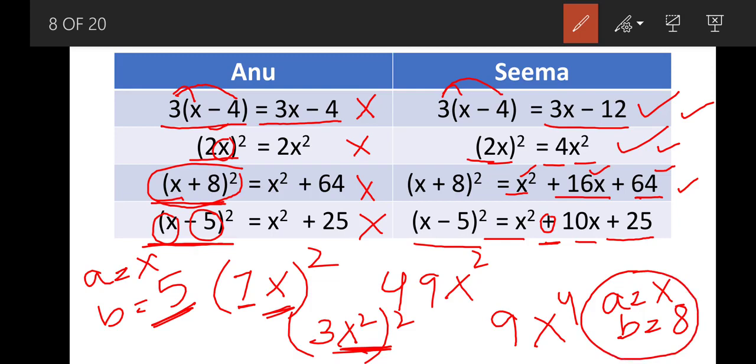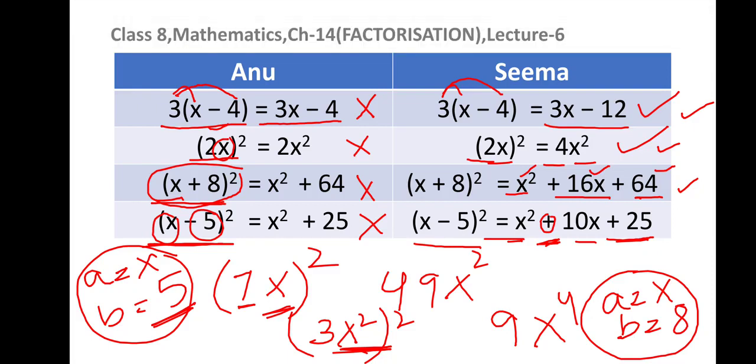And in the fourth example, you are supposed to apply identity number 2, in which a and b are x and 5 respectively. So it will be a square plus b square minus 2ab. It will be minus sign along with this 10x. Okay, I hope all of you are now well aware how to find the errors. And then I hope you all are able to now find the errors and correct the errors.